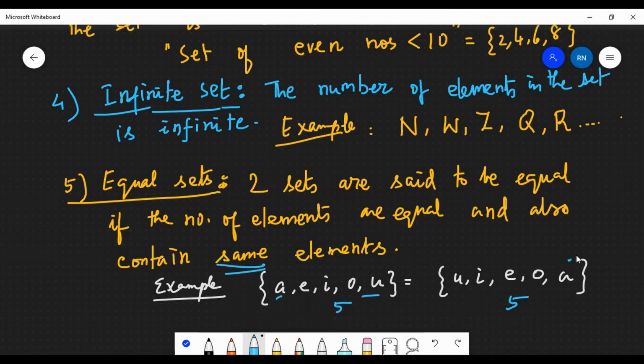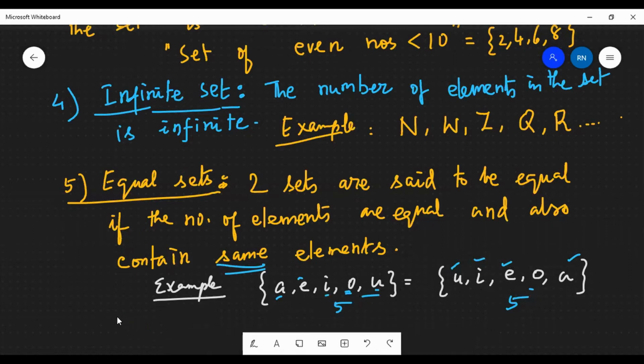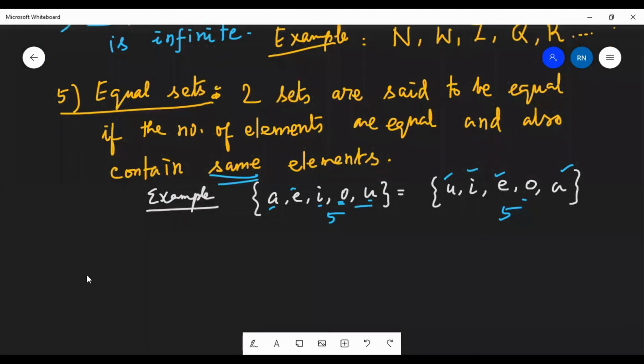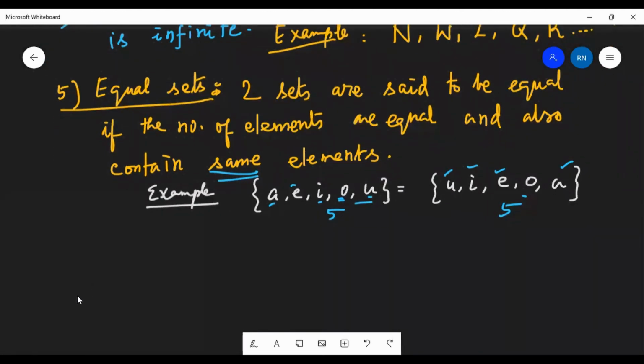A, yes, it is repeated. E, yes, it appears. I, yes, it is here. O, yes. U, yes. But need not be in the same order. You cannot say they are not in the same order, sir, or that they are different. No, they are not different. Same number of elements and same elements should be there.